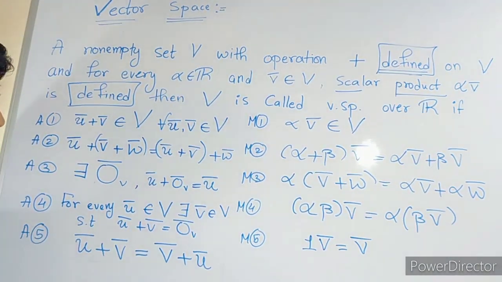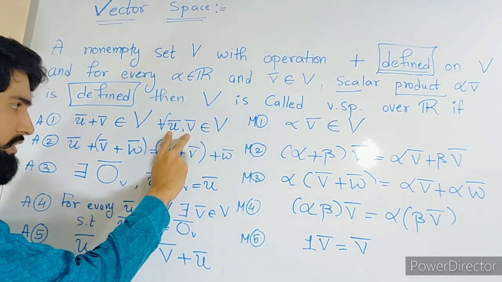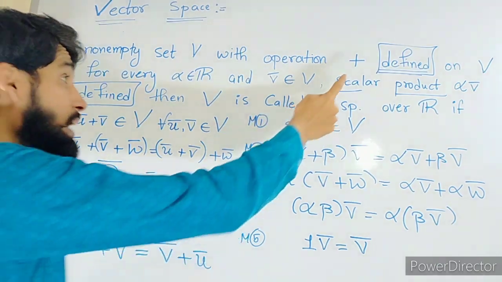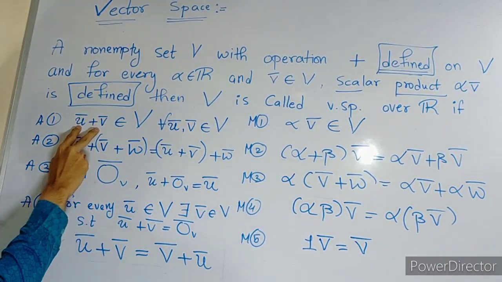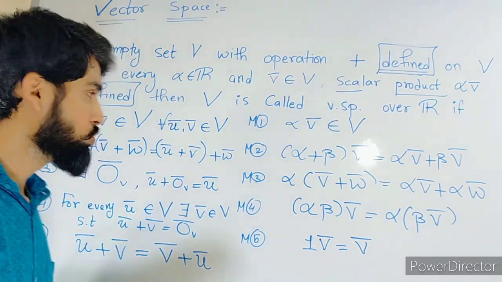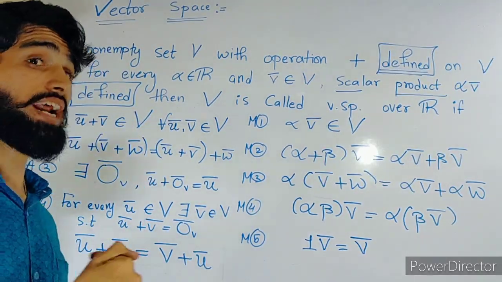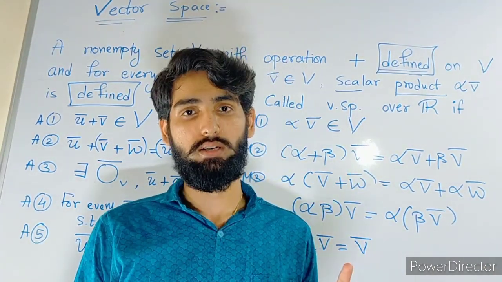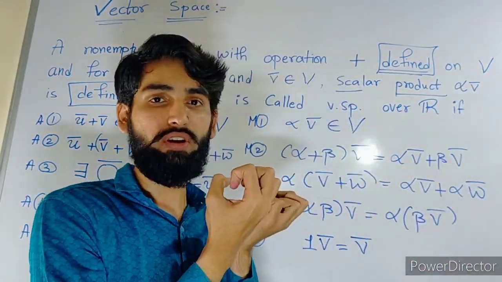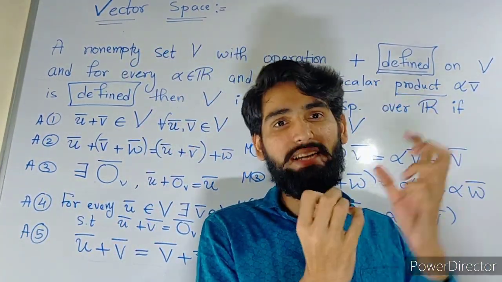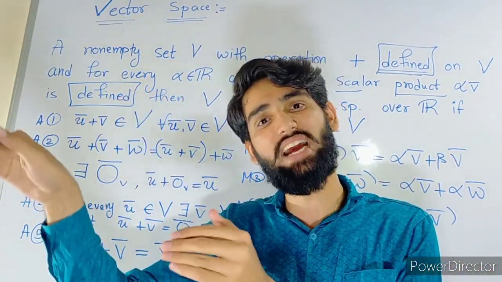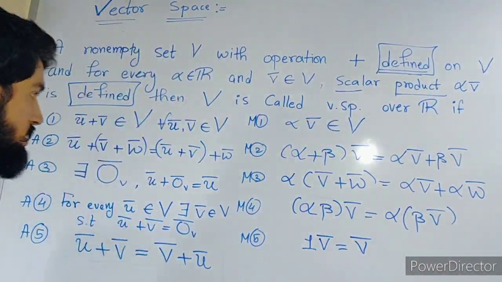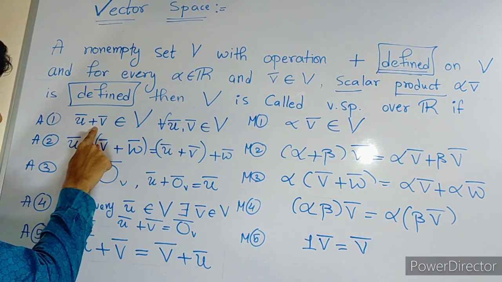The first condition is, if I consider any two elements U bar, V bar from the non-empty set V, and if I apply this operation plus, the new vector that I get should be inside V. You are trying to say that the operation plus that you define is closed. If I take any two elements from V and add them, or apply the operation, the new vector is inside V only. That is known as a binary operation also. The first condition under addition is that the operation is binary.